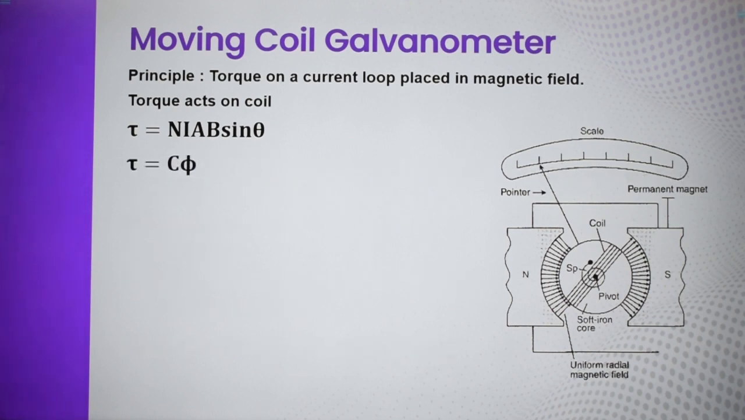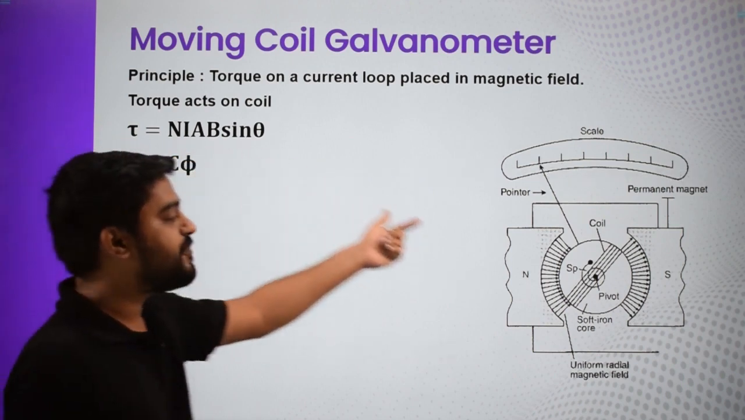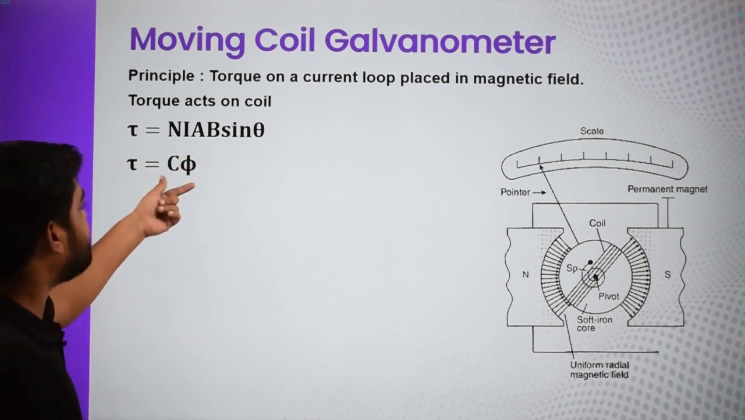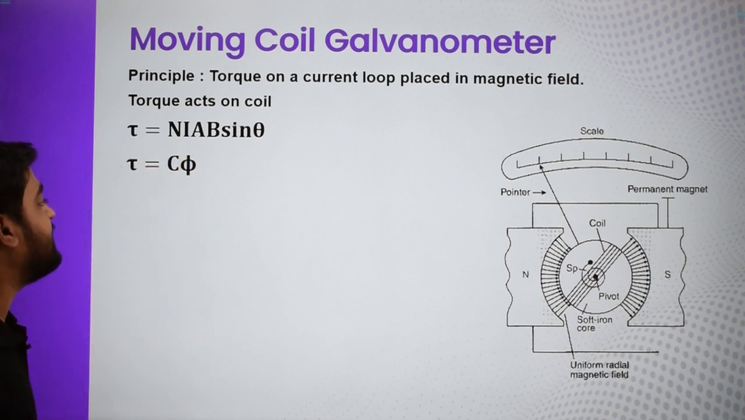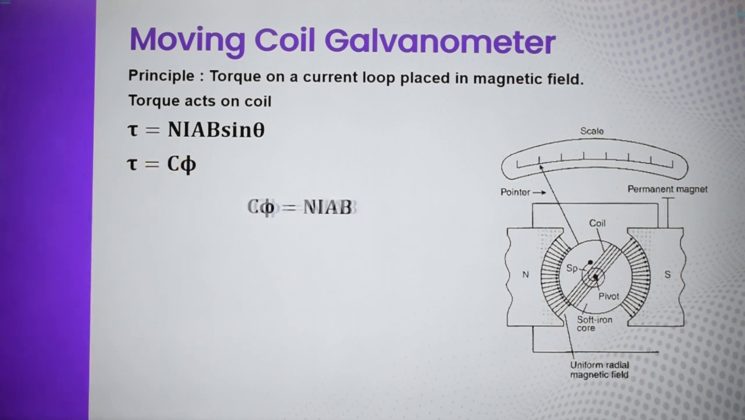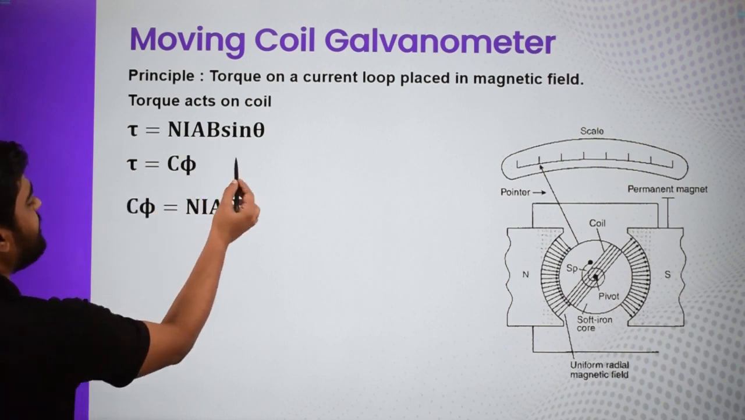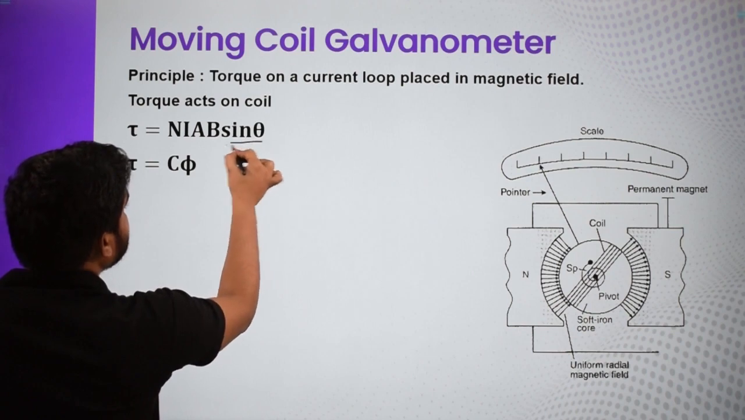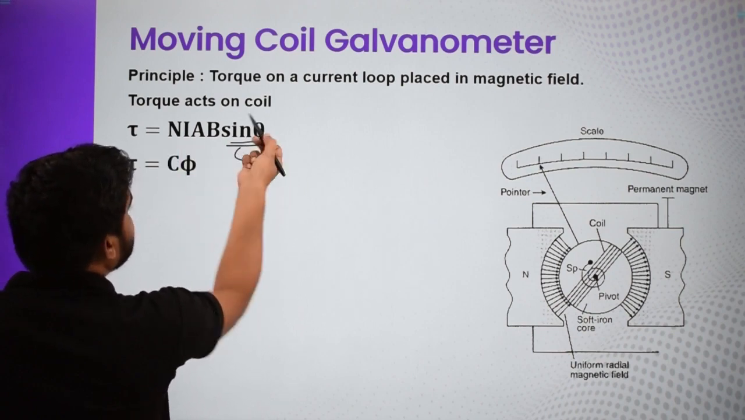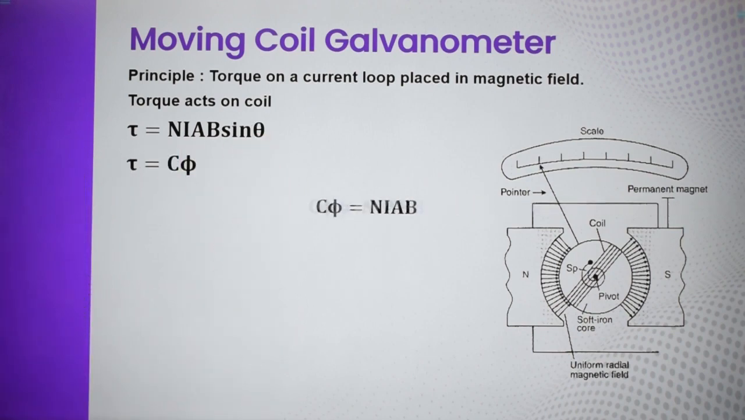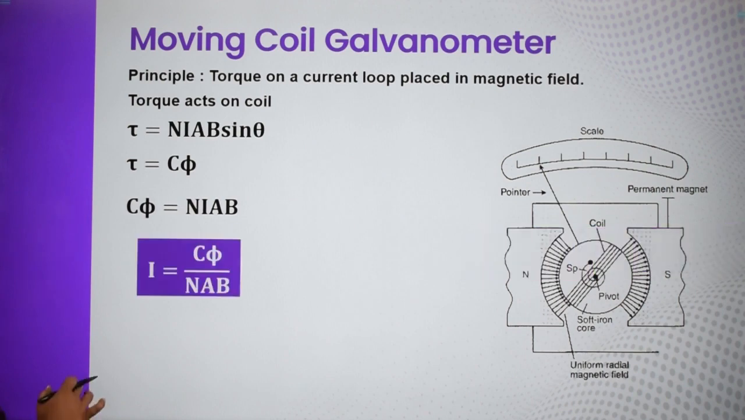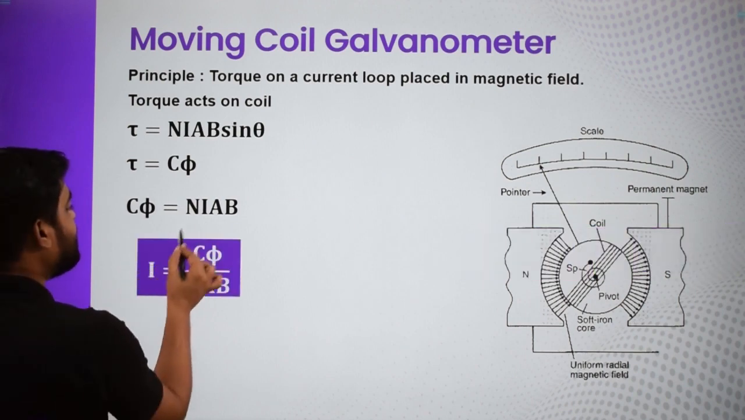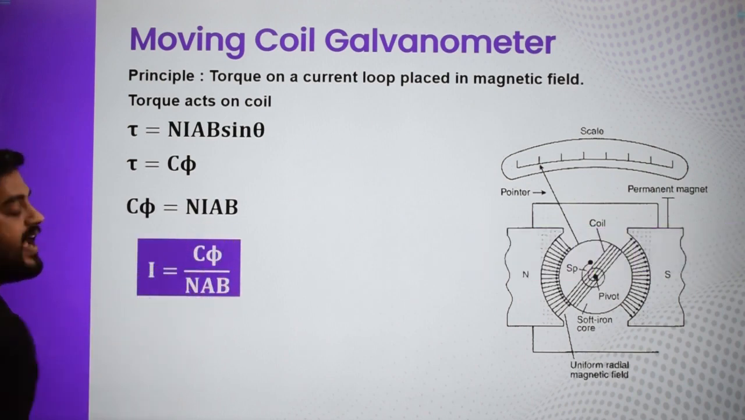And now what happens is, this torque which is produced by the current is basically balanced by this opposing torque of the spiral spring. So I am simply equating these two. So C phi is NIAB, sine theta is basically just, we can just write that this thing is simply 1. So the torque is NIAB, and when we equate it to C phi, we can get this formula, which is I is equal to the current is equal to C phi by NAB.